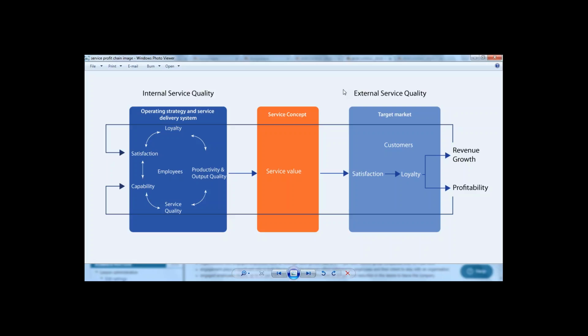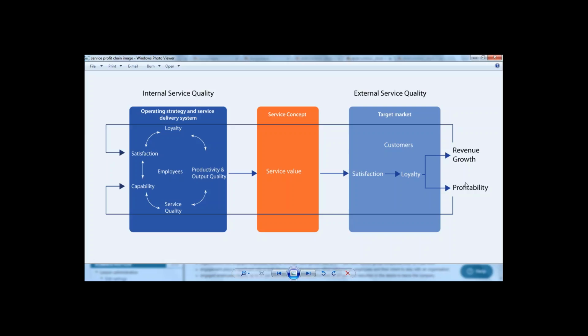Now, if you think about a chain, like a bike chain, it's a series of links that are all connected. You take one of those connector points out of the chain and the thing falls apart. What this is saying is that there is a direct link between what comes out here, which is revenue, growth, and profitability.